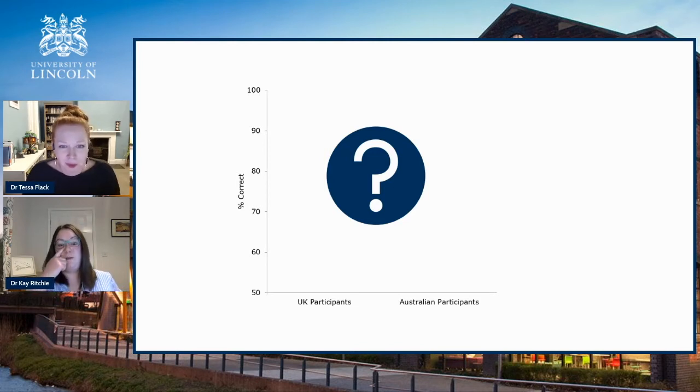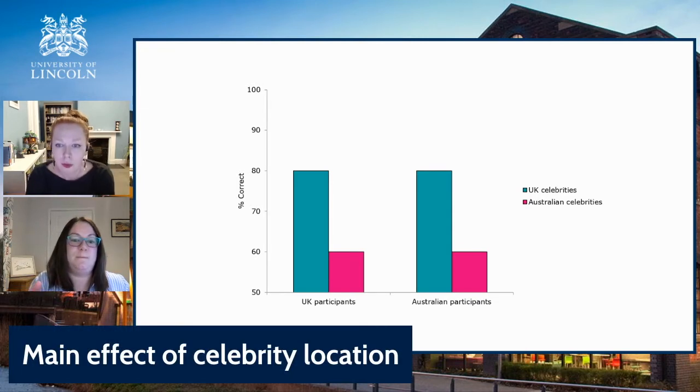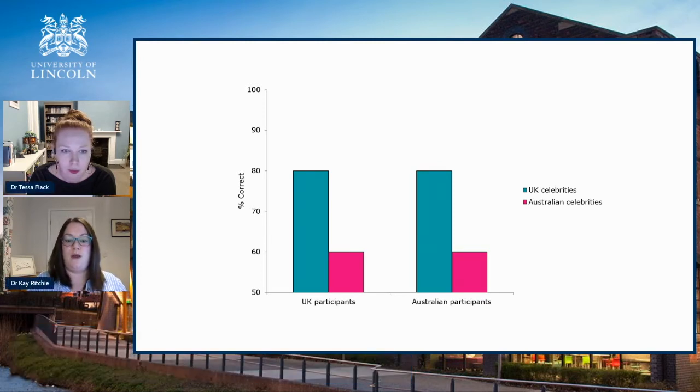Right, brilliant. So there's a couple of different things we might see in ANOVA then. In the context of this experiment, what we might see is just a main effect of the location of the celebrities. In ANOVA, this is called a main effect. So that's both the UK participants and the Australian participants just doing better with the UK celebrities' faces. Those blue bars are higher, their accuracy is higher for the UK celebrities than the Australian celebrities, which are the pink bars. Or we might see a different type of main effect.